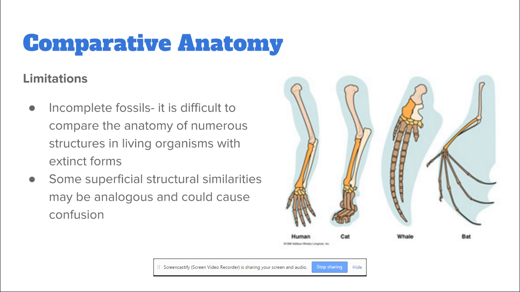Here we have the pentadactyl limbs, which we were talking about. Some limitations with this are that some fossils are incomplete, which means that they lack this specific limb, which makes it difficult to compare the anatomy of structures in living organisms with extinct forms. And there are some superficial structures which show similarities but may be analogous, and they can cause some confusion when people are analyzing them to see whether they are in fact similar or different.